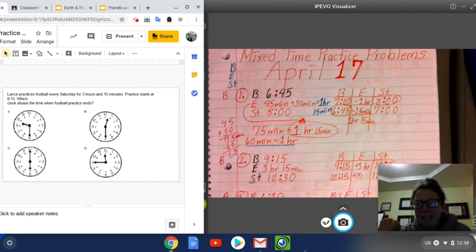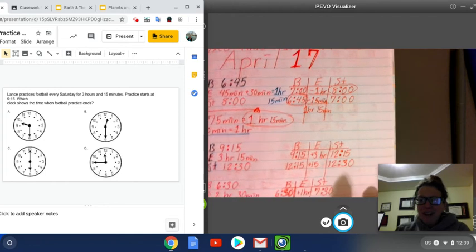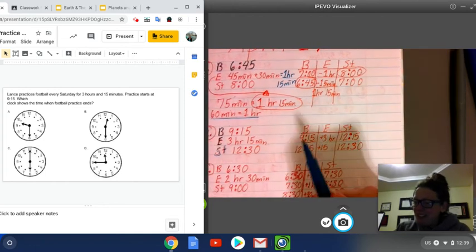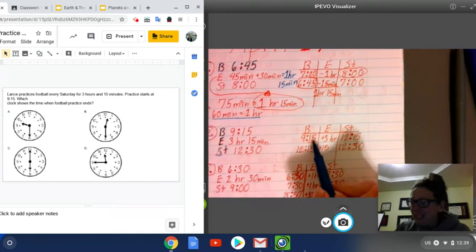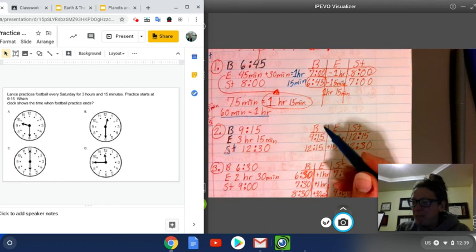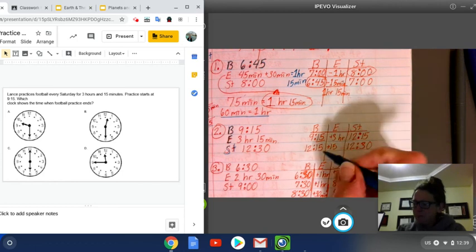So now are we going to be adding our time or subtracting our time? Are we going backwards in time to see when an event started? Or are we going forward in time to see when it ended? Great job. We're going forward in time to see when it ends. So when I fill it out, I start here because I'm given my beginning time. So I write it under my beginning time column.